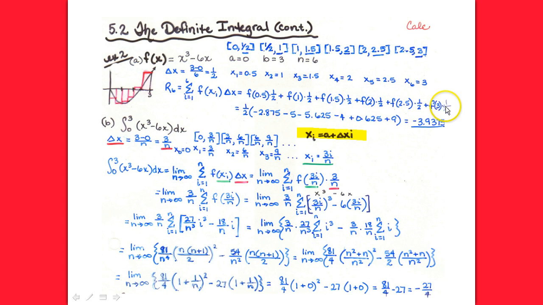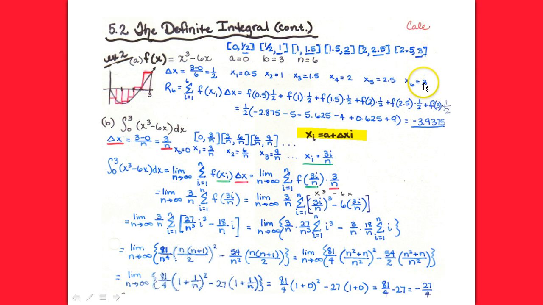Others of you use the formula, and if you're using the formula, then you need to identify x sub 0, x sub 1, x sub 2, x sub 3, x sub 4, x sub 5, and x sub 6. So if you did that, x sub 0 would be 0, x sub 1 would be 1/2, x sub 2 would be 1, x sub 3 would be 1.5, x sub 4 would be 2, x sub 5 would be 2.5, and x sub 6 would be 3.